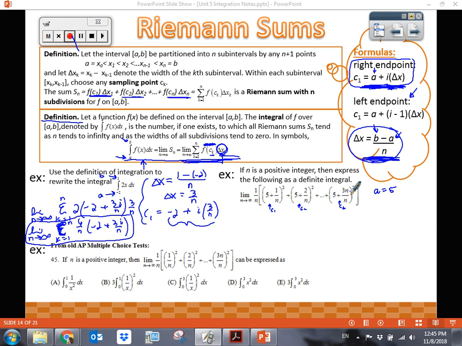So that means that if that's the I, this part's the I, this part, and the delta x is the 3 over n part. So delta x is 3 over n.